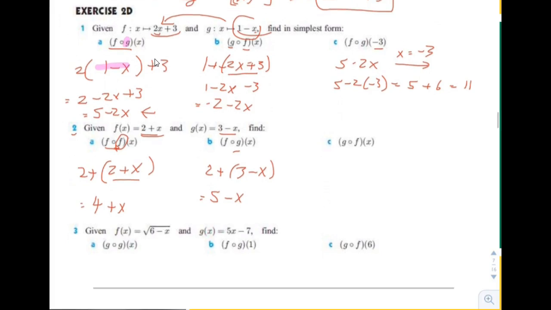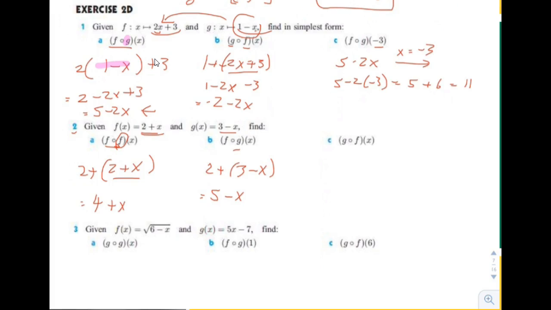Okay. How about g follows f? So first we start with f, which is 2 plus x, and then we do g, which would be 3 minus something. And if we simplify that, it would be 1 minus x, because the negative sign we can distribute to these two, right? 3 minus 2 is 1 minus x.